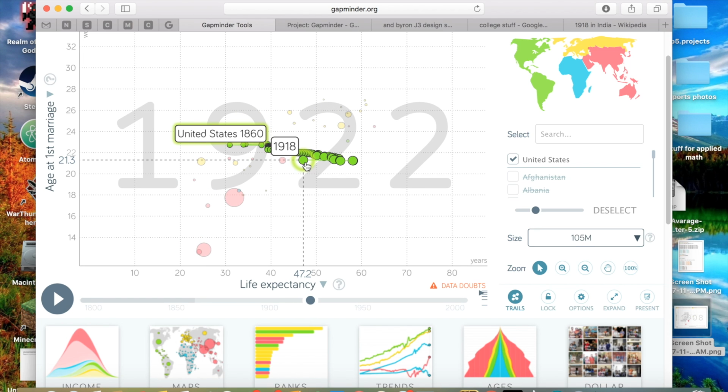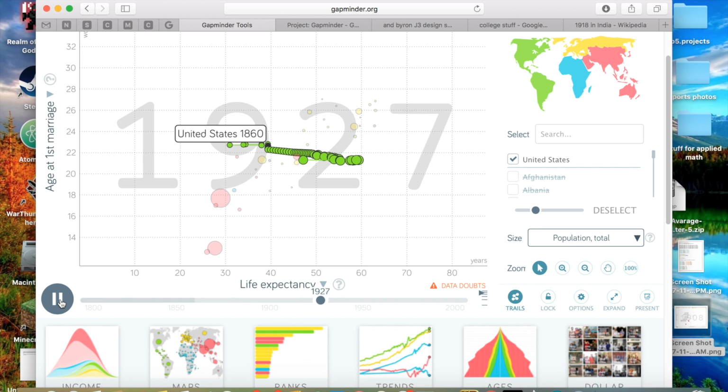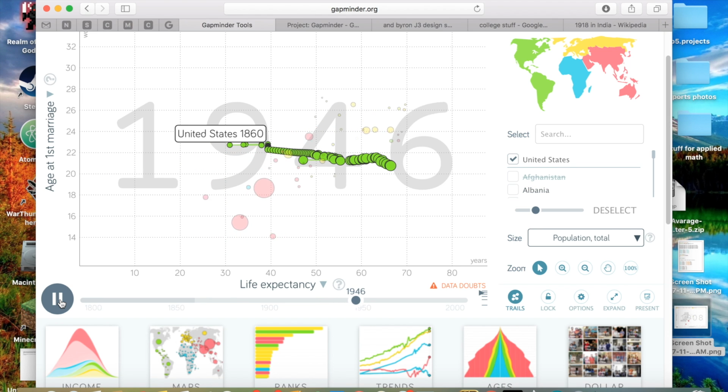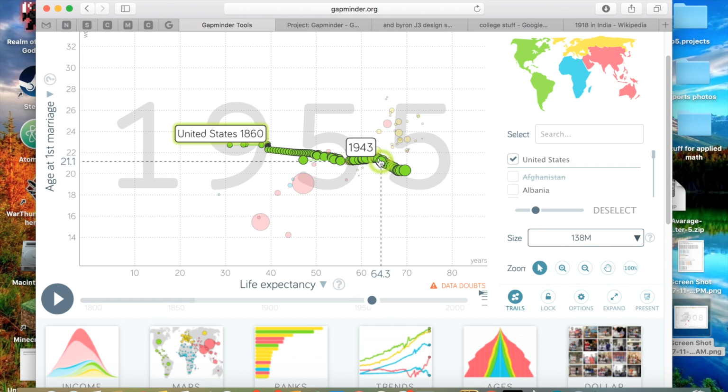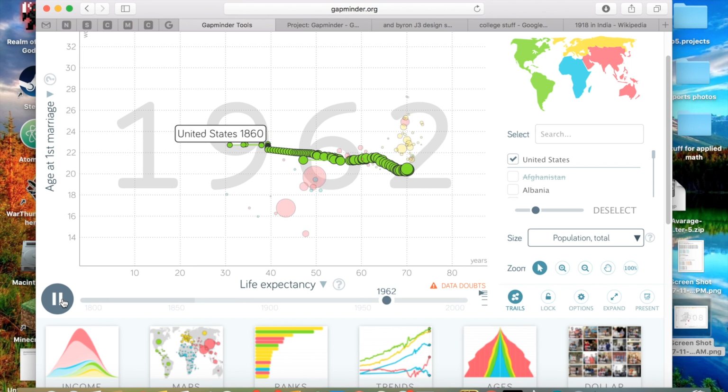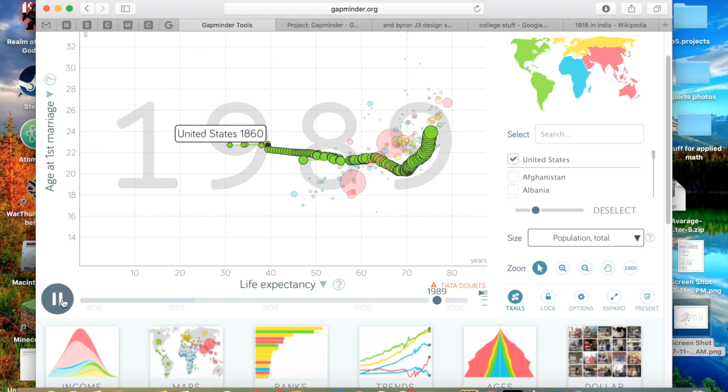Then, here at 1918, that's the end of World War I. Moving on, we slowly begin to increase our life expectancy. That drop right there in age at first marriage is the time after World War II. So you're in peace times and your age at first marriage drops. We hit that little lull there. It starts to work its way back up, and then it kind of just skyrockets into the modern era.